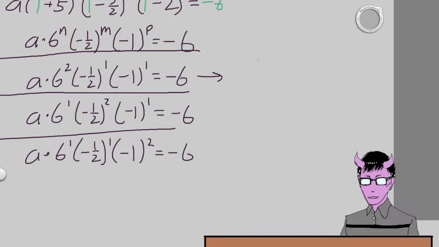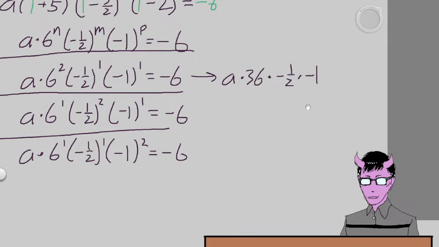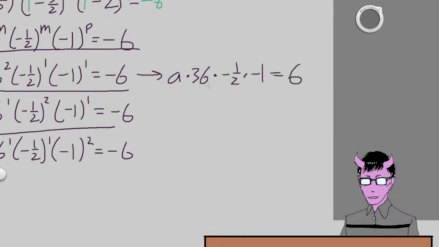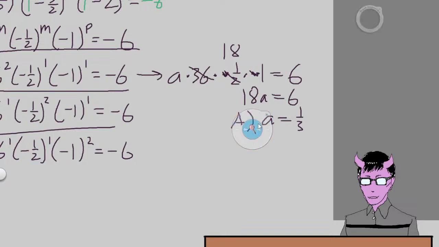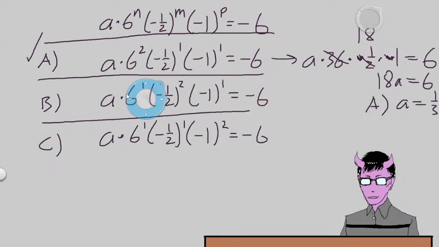So this whole situation is going to transform into a times 36 times negative 1/2 times negative 1 is equal to 6. So this is a workable situation. The 2 negative signs will cancel out, and then 36 divided by 2 is 18. So 18a is equal to 6. Therefore a is equal to 1/3. So that's for scenario A. This one seems like a legit situation.